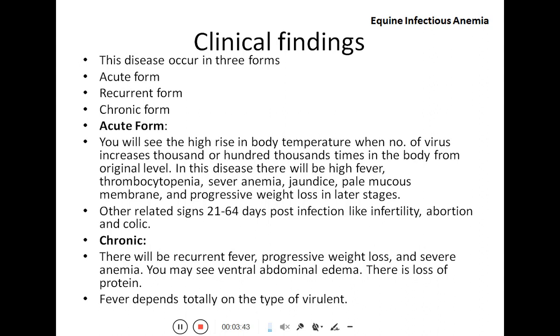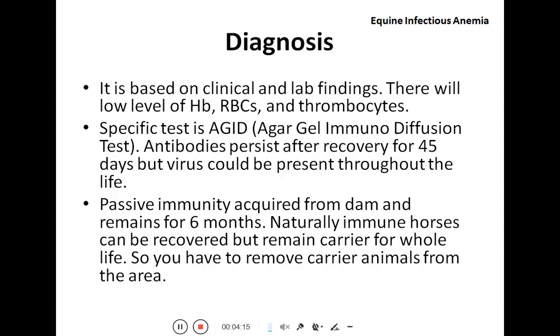Other related signs after 21 to 64 days post infection, like infertility, abortion, and colic, may be seen. In the case of the chronic form, there will be recurrent fever, progressive weight loss, and severe anemia, and you may see ventral abdominal edema and loss of protein. Fever depends totally on the type of the virulent strain which is causing this disease.